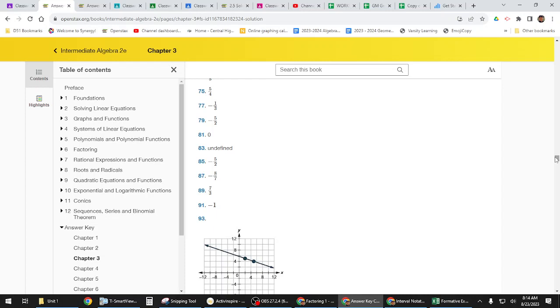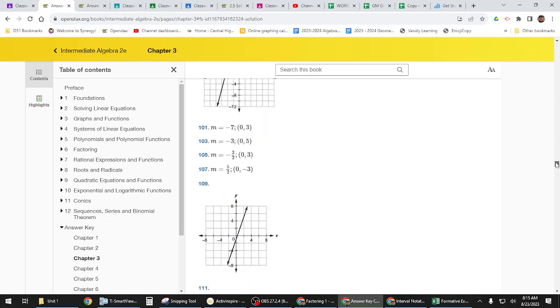Okay. I think the next one was 101? Yeah. So that one, slope was negative 7, and the y-intercept was at (0, 3). Remember, it is a point. So make sure you're giving the y-intercept as a point, with the coordinate pair. 103, slope was negative 3, y-intercept was (0, 5). 105, slope was negative 3 halves, or negative 1.5, and then (0, 3) for the y-intercept. And 107, slope was 5 halves, and (0, negative 3) for the y-intercept. Any questions on any of those? Those were the ones that should have taken like 20 seconds apiece, maybe?